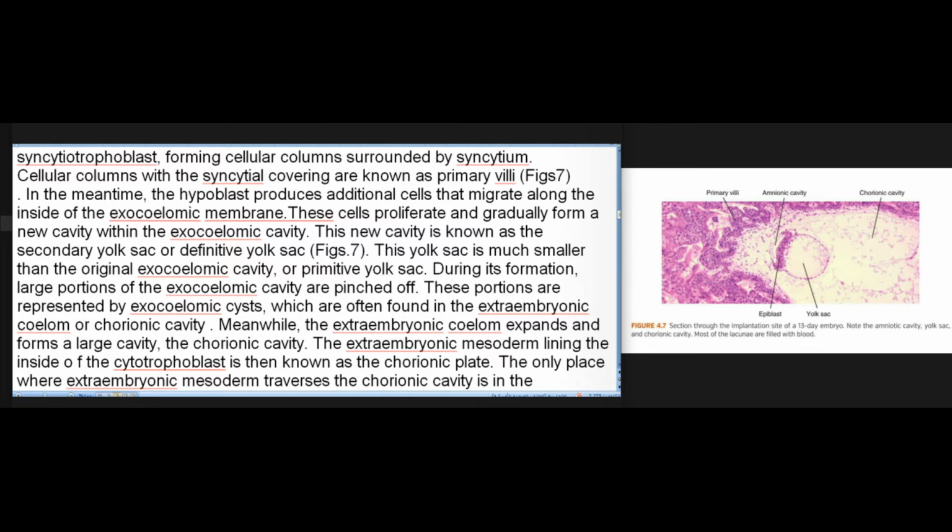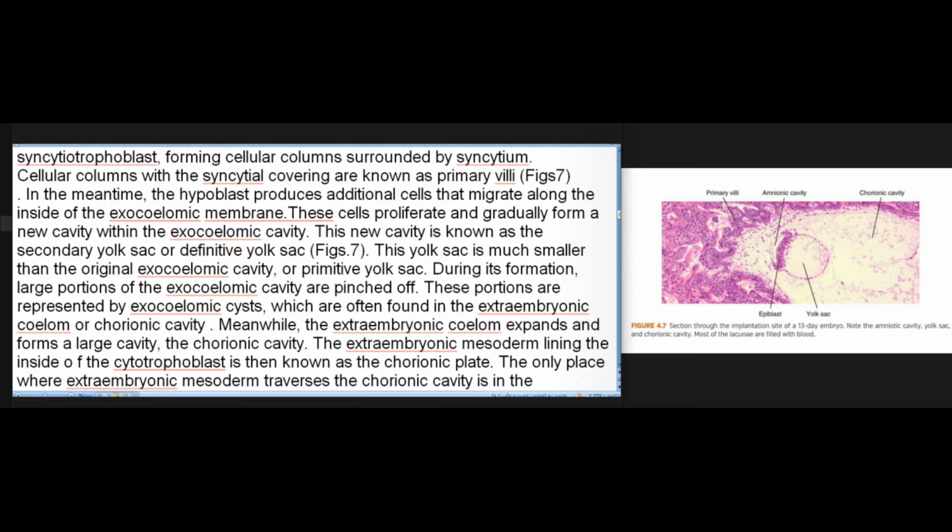In the meantime, the hypoblast produces additional cells that migrate along the inside of the exocelomic membrane. These cells proliferate and gradually form a new cavity within the exocelomic cavity. This new cavity is known as the secondary yolk sac or definitive yolk sac, Figs. 7. This yolk sac is much smaller than the original exocelomic cavity, or primitive yolk sac.